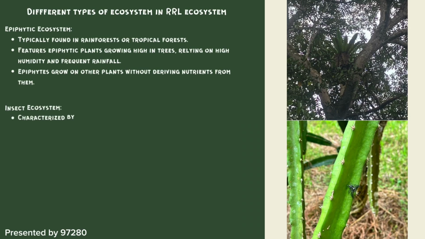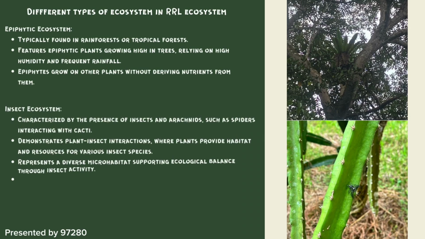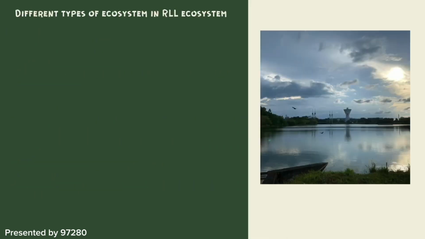Insect ecosystem. The fourth ecosystem depicted is an insect ecosystem characterized by the presence of insects and arachnids interacting with a cactus. These ecosystems showcase symbiotic relationships between plants and insects, with the cactus providing habitat and resources for various insect species, including spiders. It supports a diverse microhabitat, fostering a variety of insect species crucial for ecological balance. Butterflies observed in this ecosystem contribute to pollination and further.